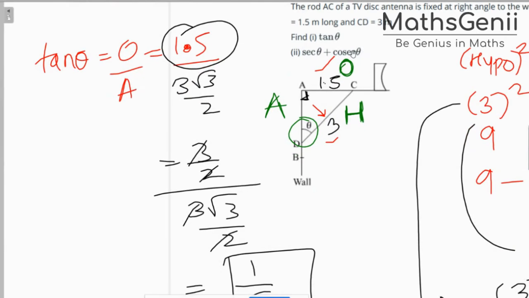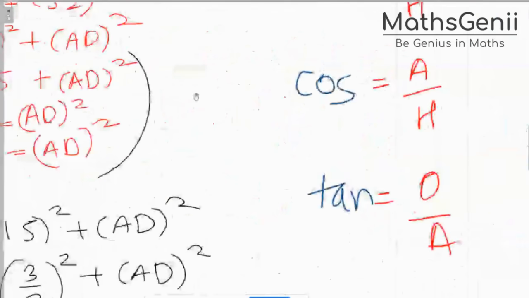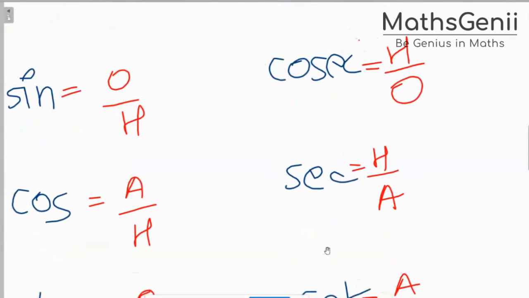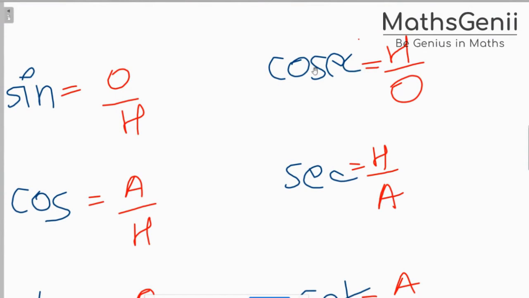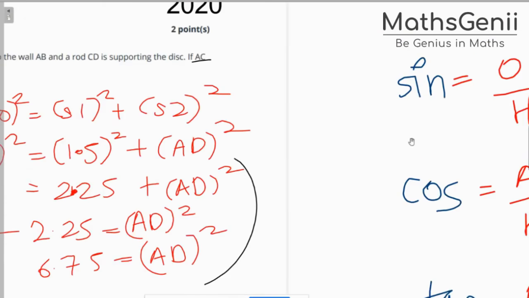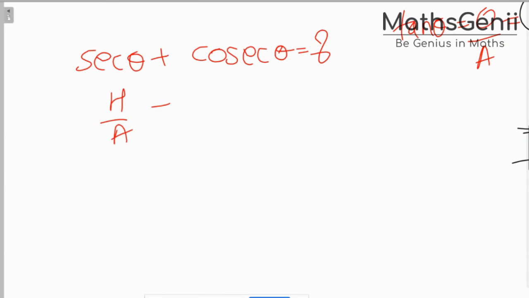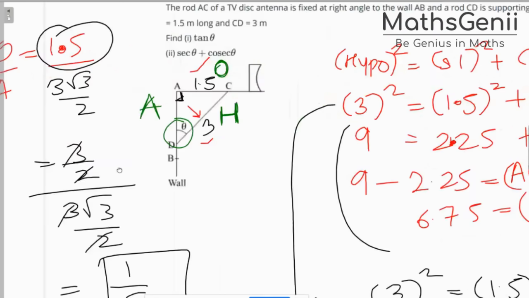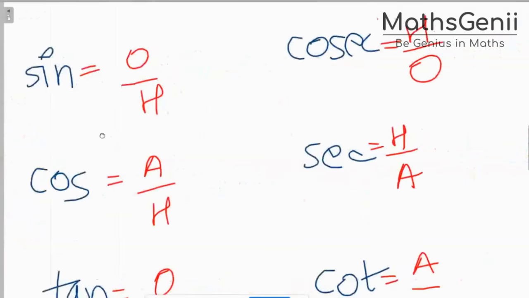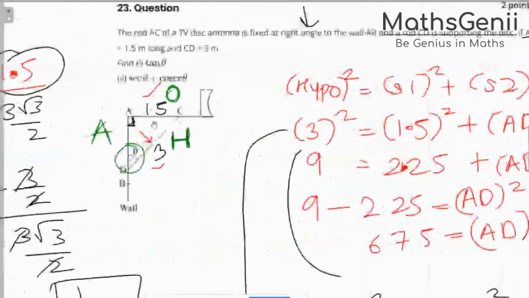The second part is sec theta plus cosec theta. Oh my god. Not to worry, you have the formula here. The sec theta formula is H upon A. Let's see the formula of cosec theta quickly. It is H upon O.